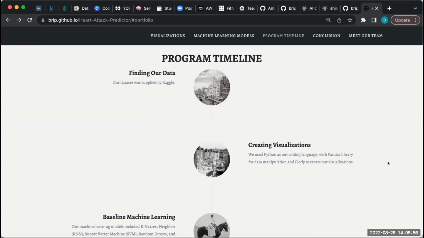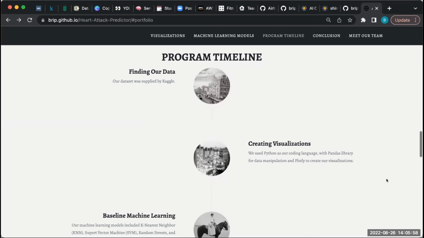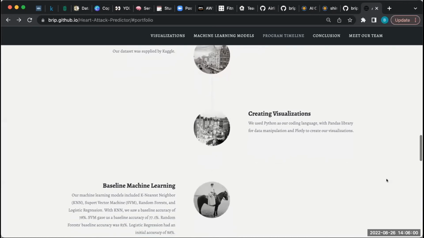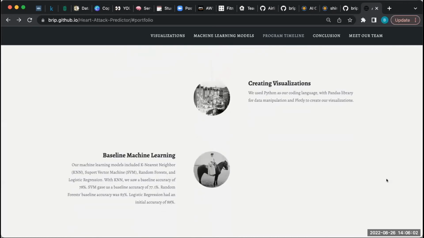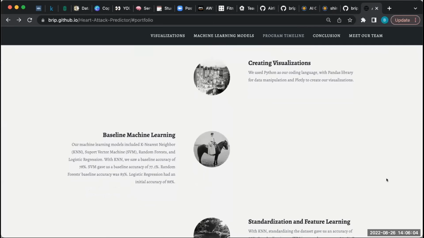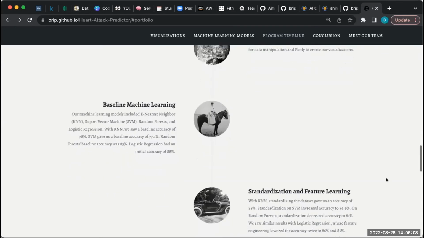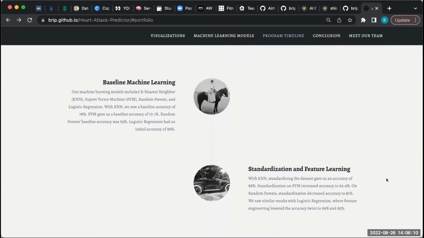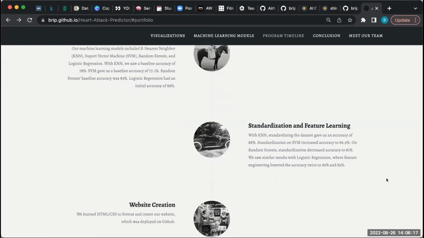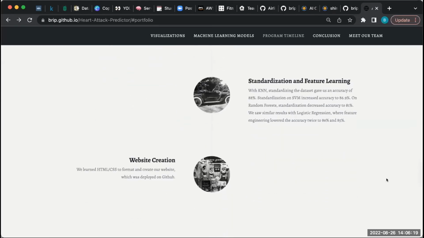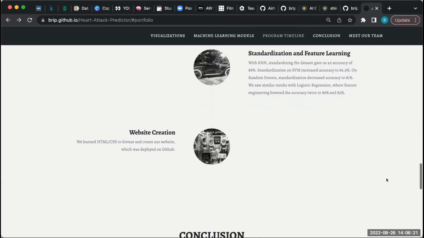Our data set was supplied by Kaggle, and we used Python as our coding language and pandas for data manipulation. As stated above, we experimented with different kinds of machine learning models, and then we used HTML and CSS to build this website.